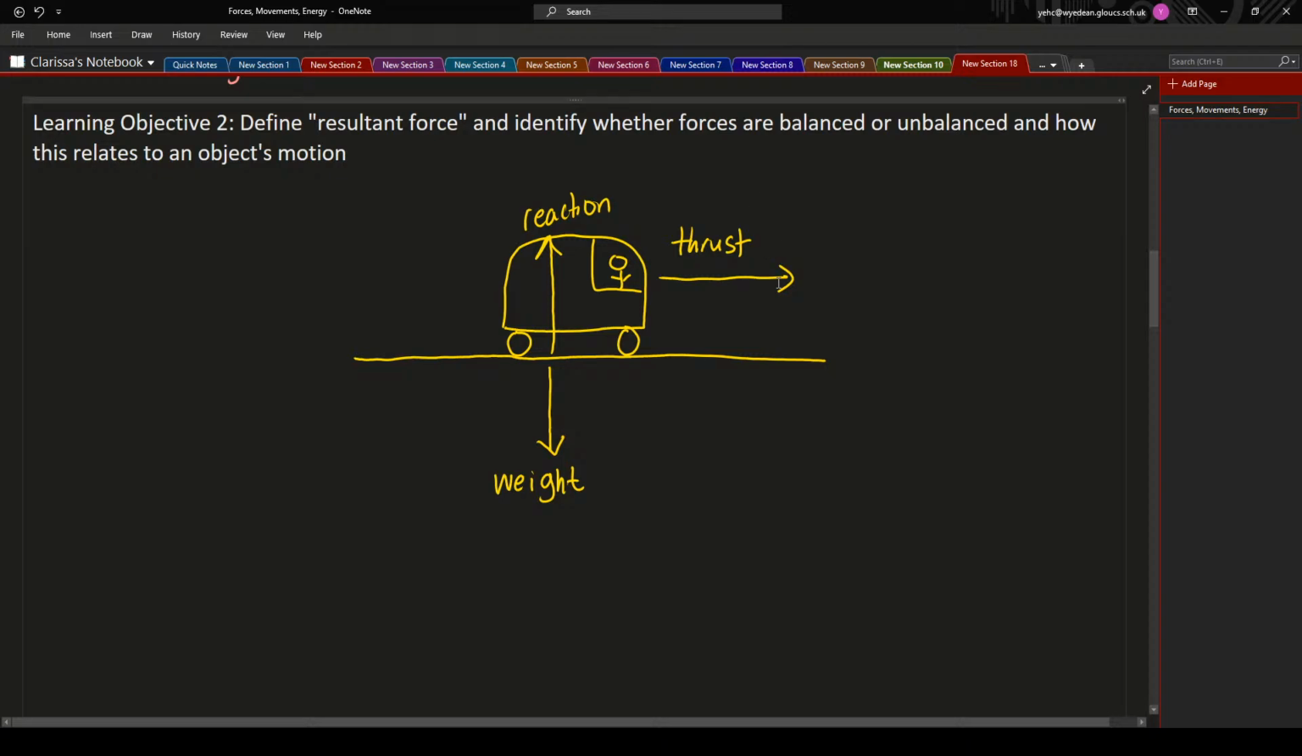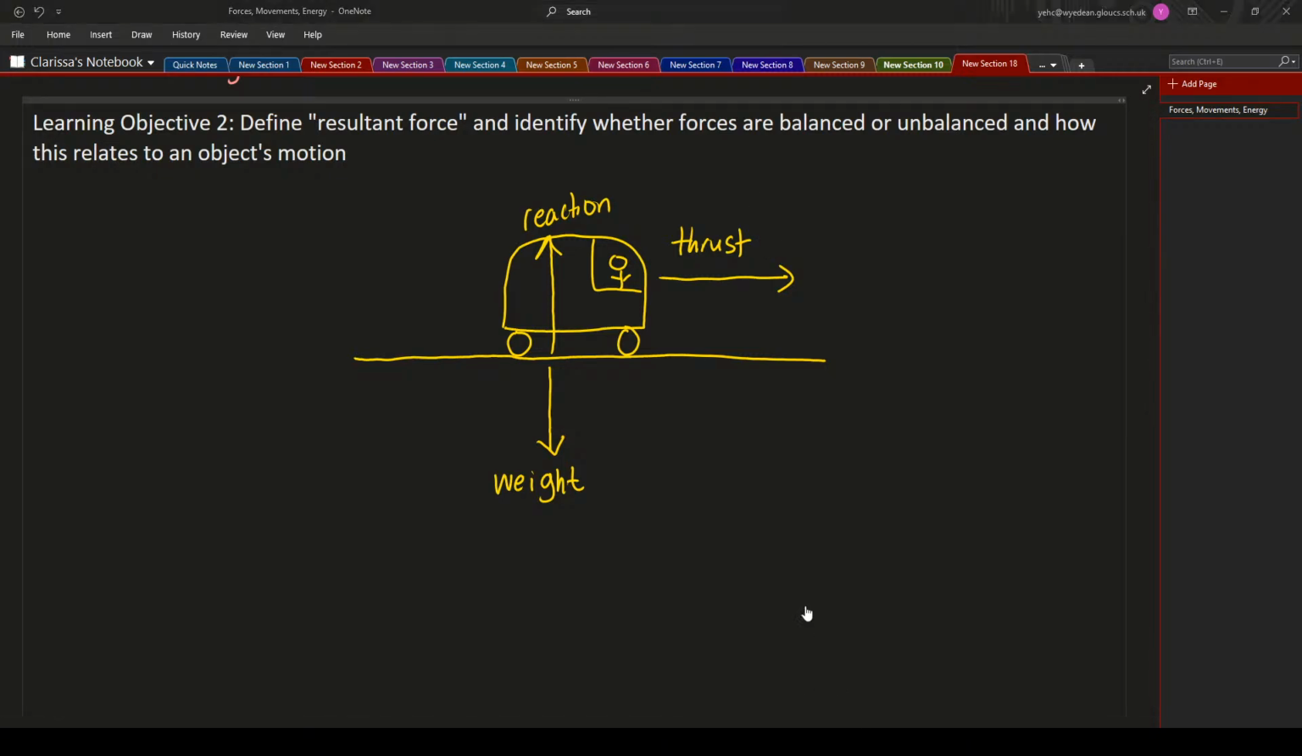Now, what else would there be? Let's have a think. I'll give you a little bit of time just to have a think about what other forces are acting on this moving car. There's two more that I want you to know. Two more forces involved.